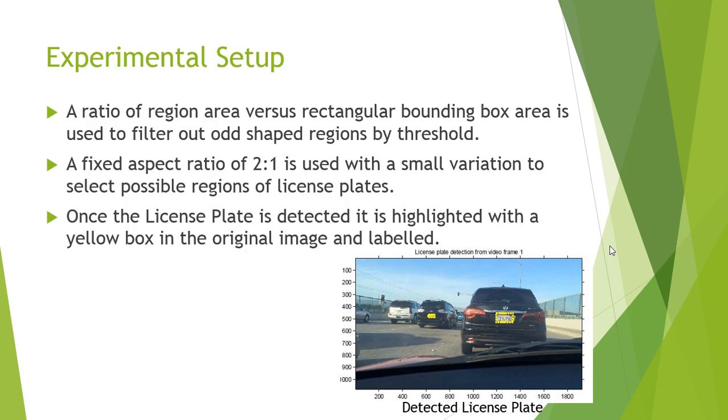Once the license plate is detected, it is highlighted with a yellow box around it in the original image, and it is labeled. So here we see the highlighted license plate, the detected license plate is shown here, and this is plate 1 and this is plate 2.